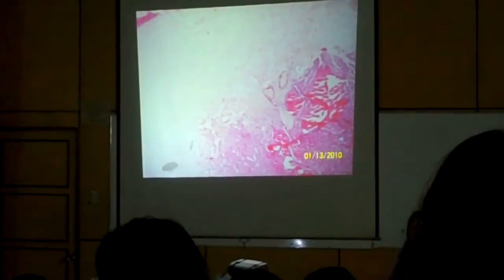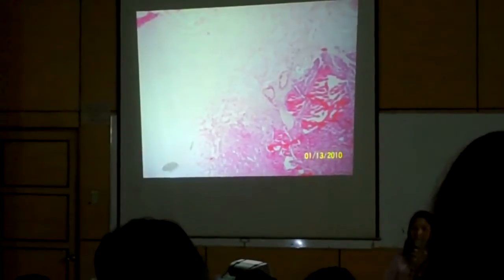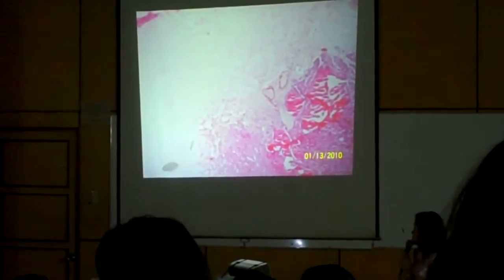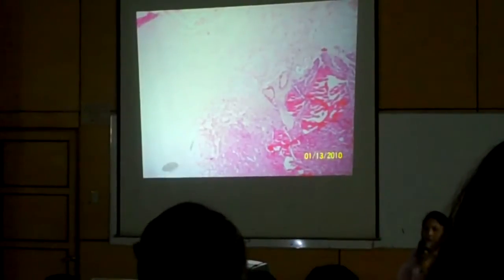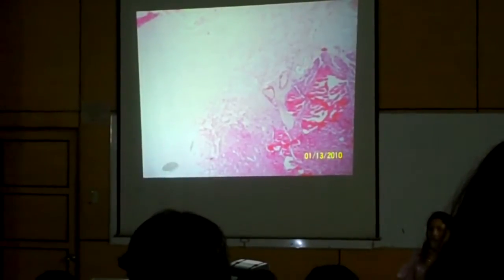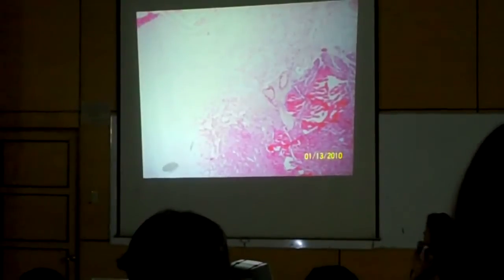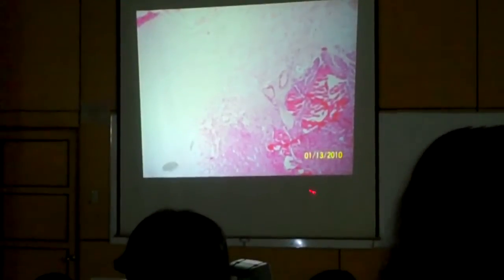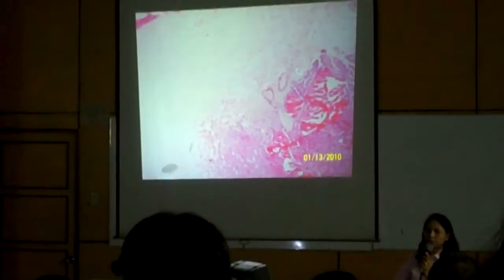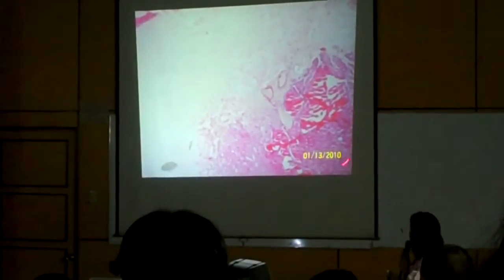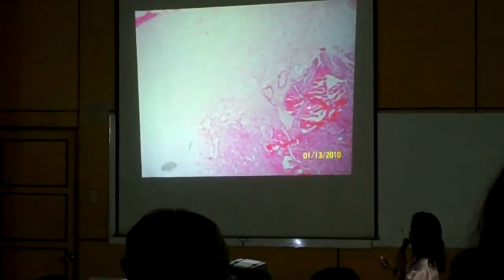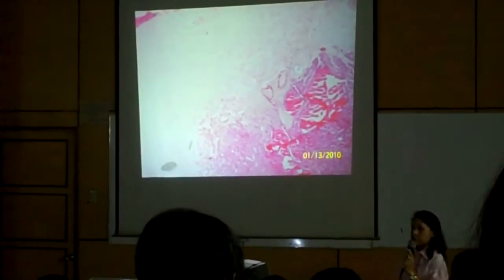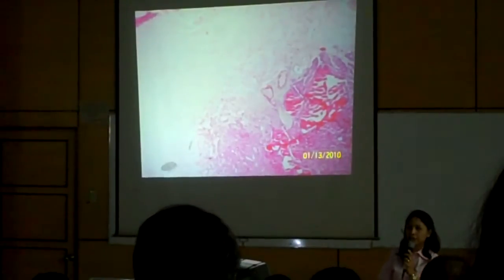Okay, pars distalis, intermedia, and pars nervosa. So there's no problem for pars nervosa and pars distalis. Pars nervosa, since it is less cellular, you have a lighter staining area. Okay, the distalis is more cellular, that's why you have a darker staining area. And the middle, the intermedia, contains these cystic spaces here, which are actually what?